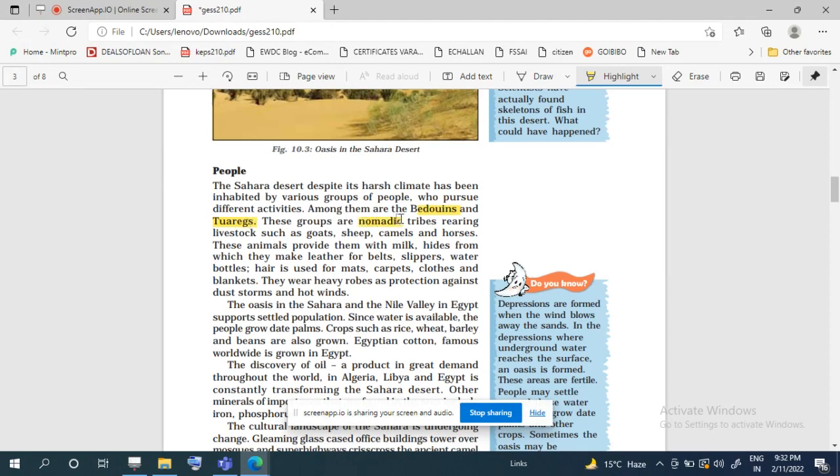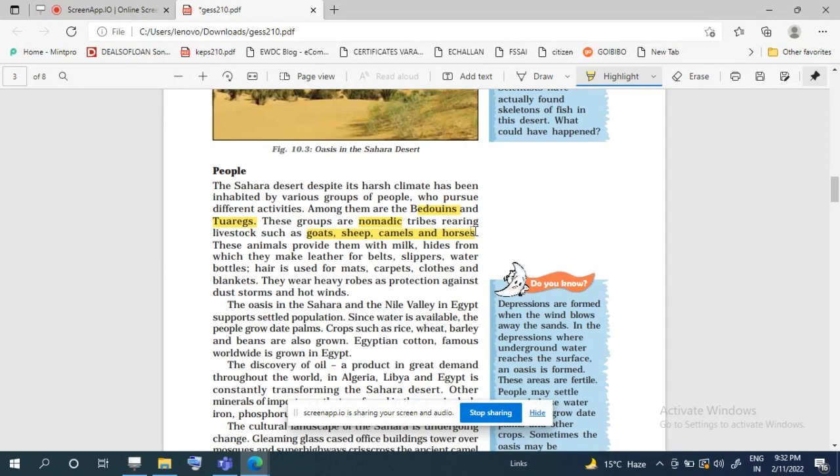Nomadic means the people who do not live at the same place, but they move from one place to another place. These are the people who rear livestock like goat, sheep, camel, horse. All these animals are reared by the nomadic people, and these animals provide them with milk, hides, from which they make so many things like belts, slippers, water bottles, and the hair of these animals is also used for making mats, carpets, clothes, and blankets.